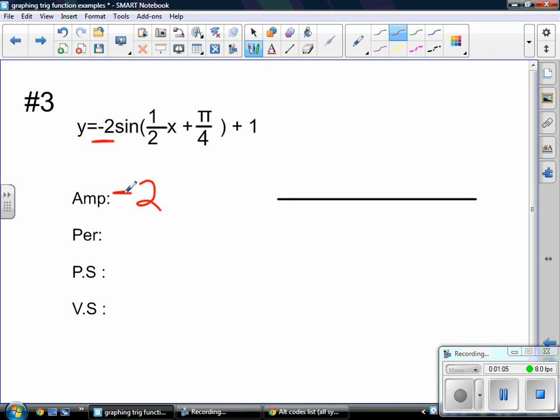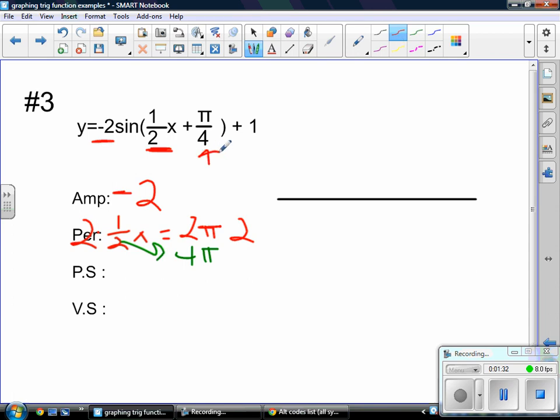Okay, period. I'm going to set the stuff with my x, the stuff with my theta, equal to the normal period length of sine, which is 2 pi. So 1/2 x equals 2 pi, the normal period length. To solve for x, I times 2. So my new period length here is going to be 4 pi. That's my period.